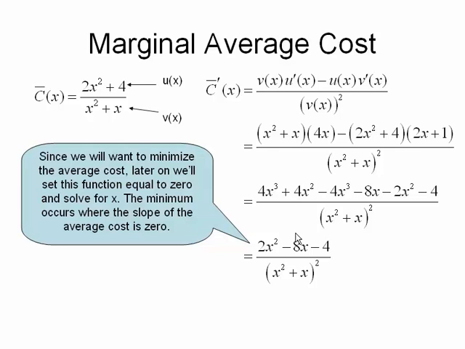When we use this later on, we're going to be wanting to minimize the average cost. And so what we'll be doing is taking this function and setting it equal to 0. Because the minimum for the average cost function will occur where the slope of the average cost function is 0, and this function, besides being marginal average cost, is also the slope of the average cost. So we'll be setting this equal to 0, and where it's going to be equal to 0 is where the top is 0.